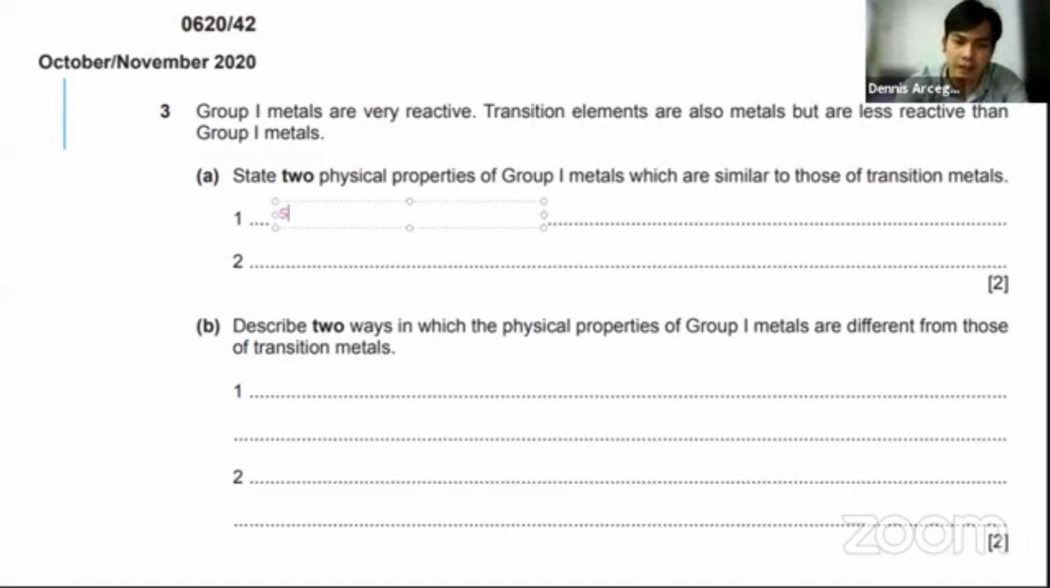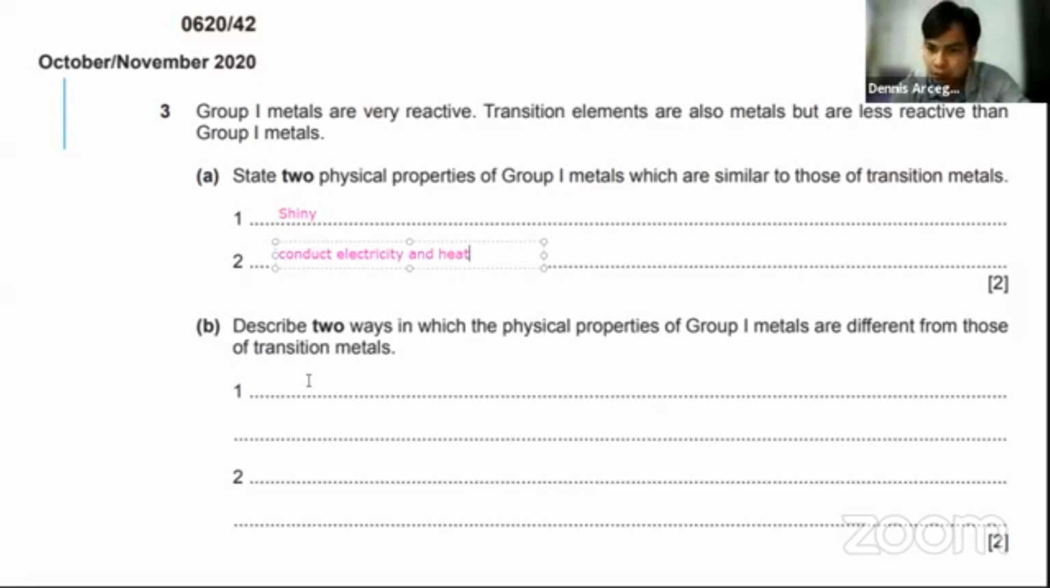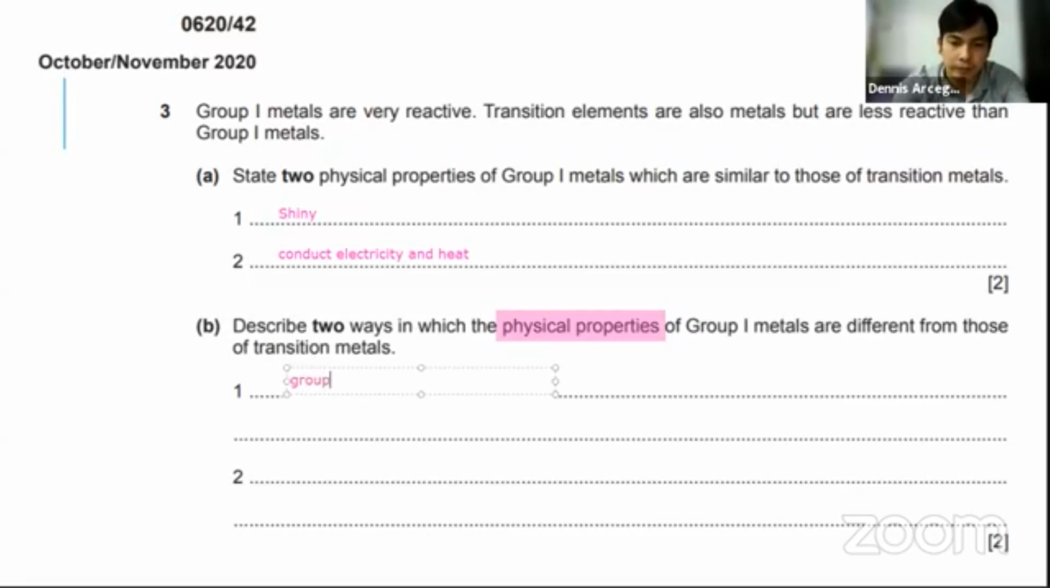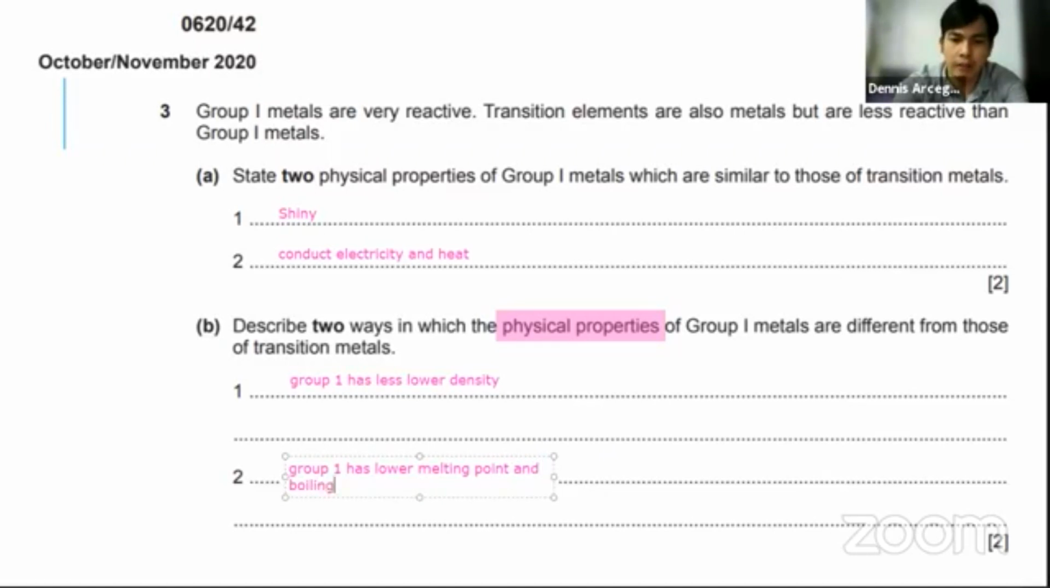So you can write they're shiny, malleable, porous. You can also write they conduct electricity and heat. For differences, again, it is asking for physical properties. So differences, you know that group 1 has lower density. Then group 1 has lower melting point and boiling point.